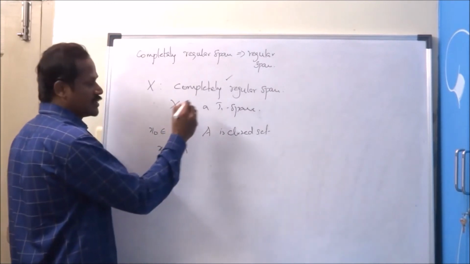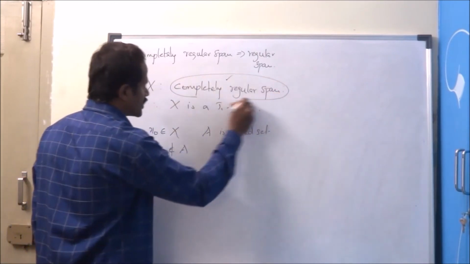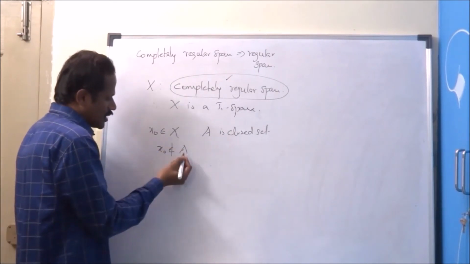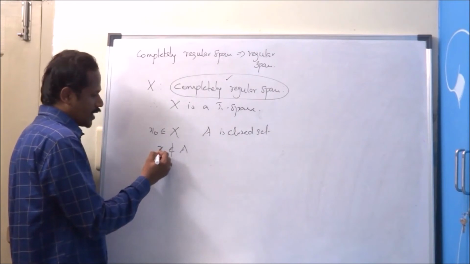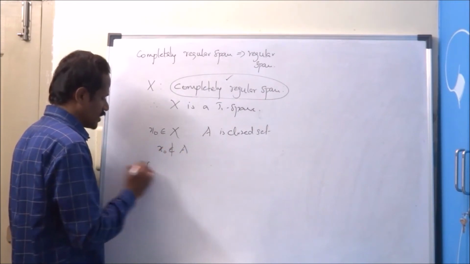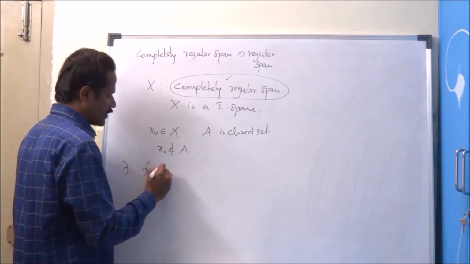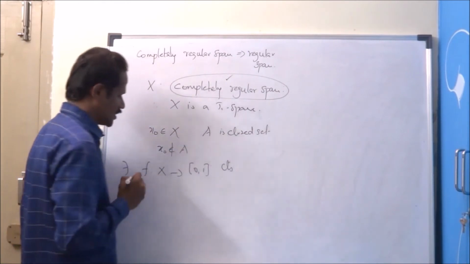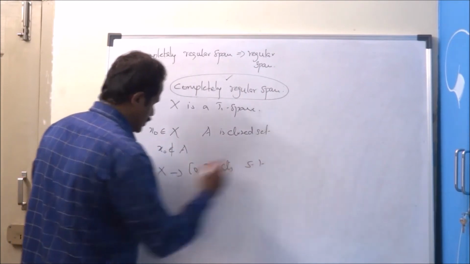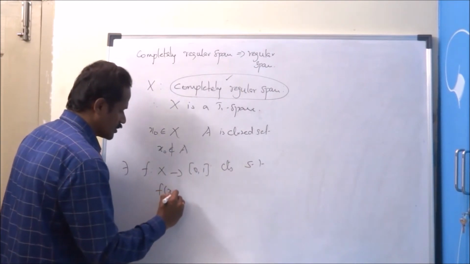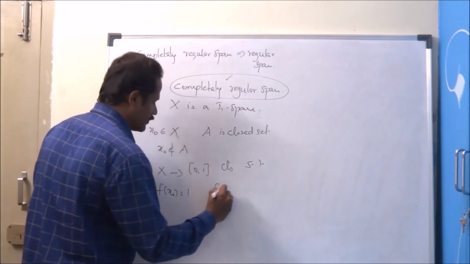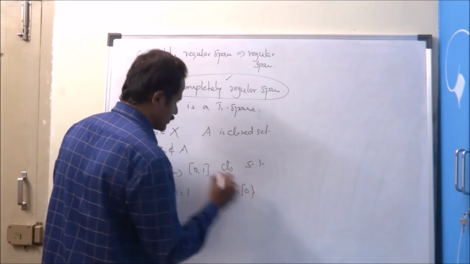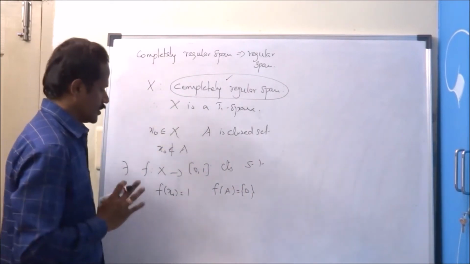Now we are going to apply this hypothesis. X is a completely regular space. Therefore, here is a closed set and a point not in it, so there is a continuous map f from X to [0, 1] such that f of x naught is 1 and f of A is the singleton 0.